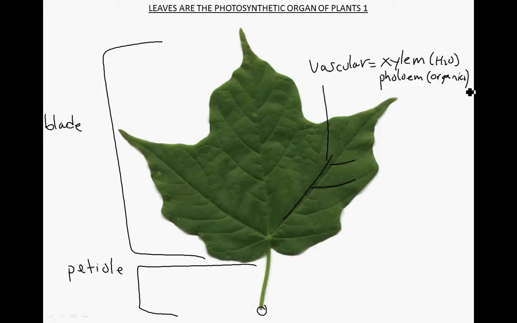So the leaf has this broad surface, and it has these vascular components. All the xylem and phloem will converge here, and then in the petiole be attached to the stem. So this is how water is getting to the leaf and how organics are getting away from the leaf.